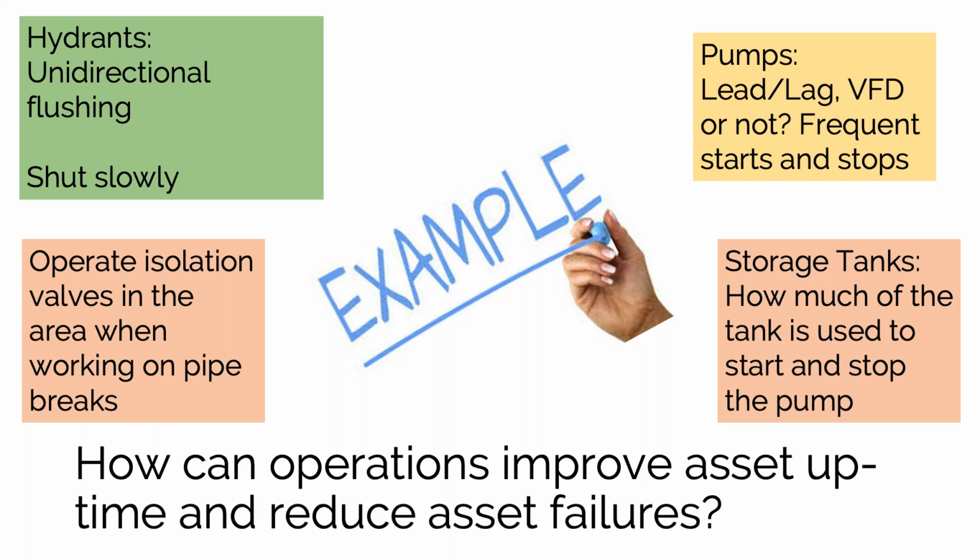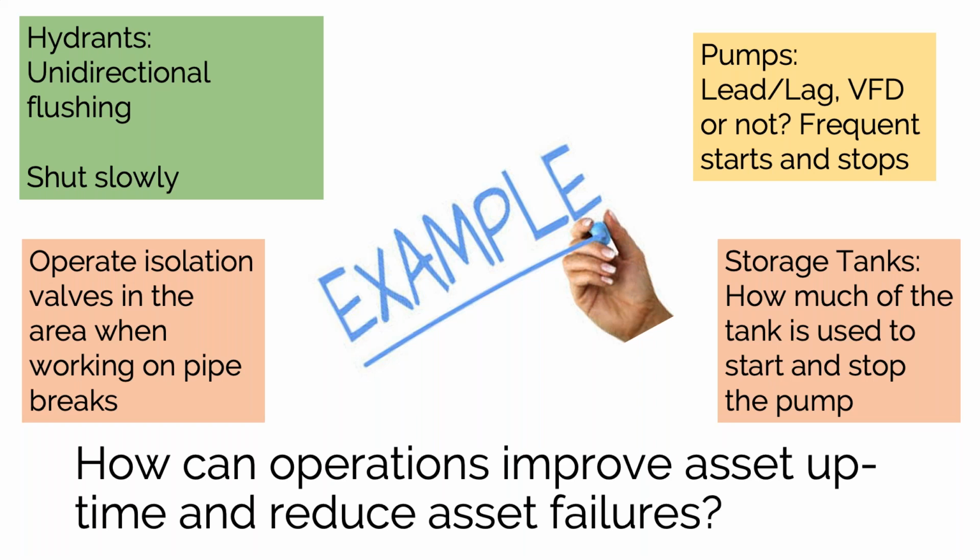So how can operations improve asset uptime? Doing things like unidirectional flushing of hydrants, and shutting hydrants slowly so that it doesn't cause water hammer in the pipe and cause the pipe to break. So how we operate our hydrants can have an impact on making sure our pipes remain in operation.